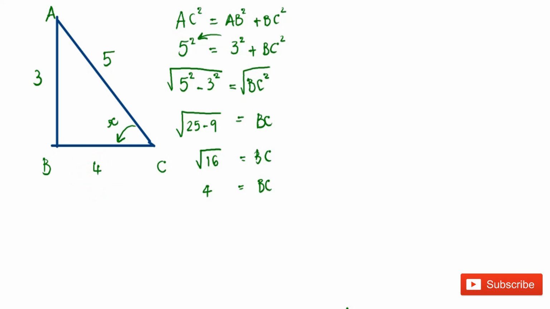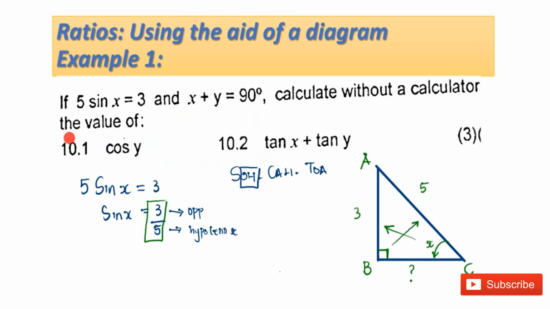How can we now use this information that we've just calculated to calculate the value of cos of y as well as tan of x plus tan of y? We are given additional information here. We're told that x plus y is equal to 90 degrees. We were able to define our trig ratio sine in terms of x. So how will we be able to define our trig ratios in terms of y? This is where the additional information comes in handy.